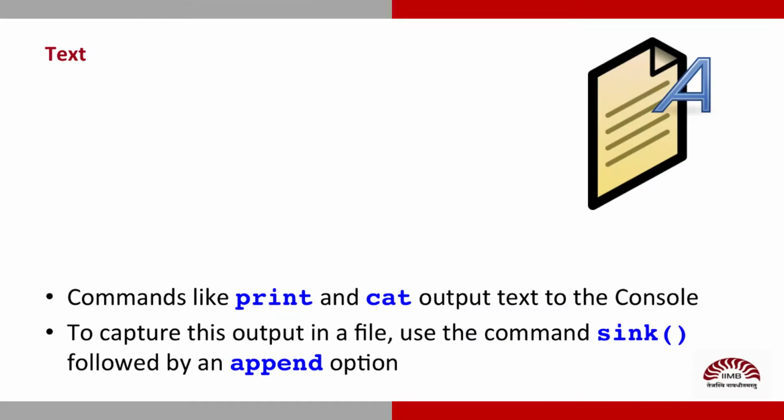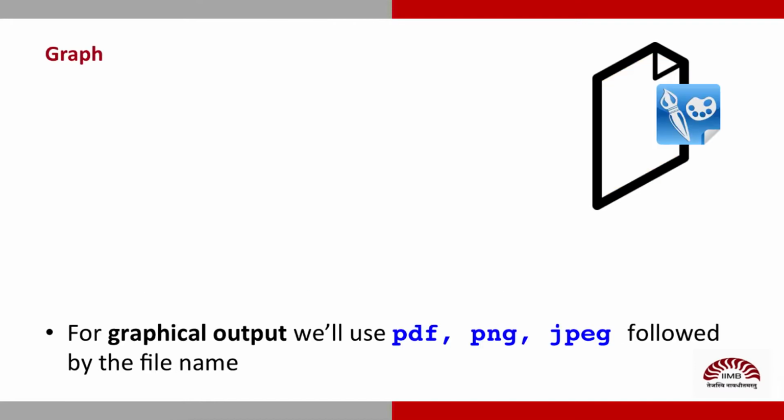So what I'm going to do now is to shut down my RStudio and start it once again afresh. For text output, we will use the command sink of whatever the file name you want to output the text to, followed by an append option. Do you want to append to the end of the text, or do you want to just replace the text? Now for graphics, we use the functions pdf, png, jpeg, followed by the file name.